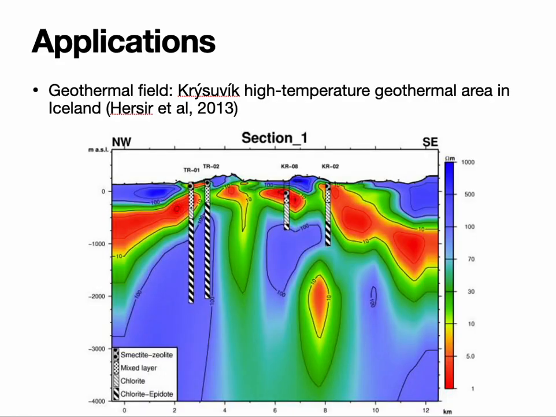Now I show you a couple of applications of MT. So there are many applications of MT. And here is an application to a geothermal area in Iceland. So it's a resistivity imaging of the subsurface. So you see here on the scale of 4 kilometers. And the subsurface resistivity is also correlated with drill holes here. So you get to know the structure of the reservoir at depth.